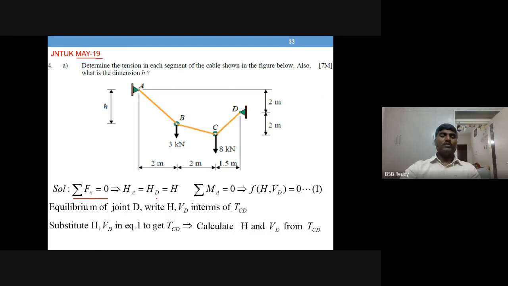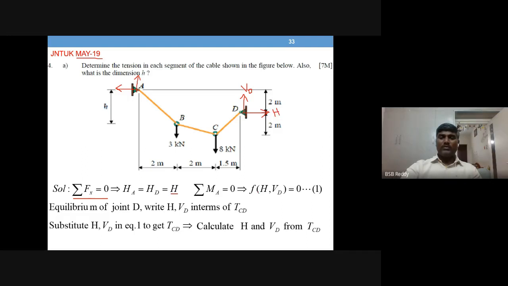First, write sigma Fx = 0. Only two forces are horizontal. So we remove the support A and we'll have two reactions. HA, HD is equal to H because no other horizontal force is acting. Now take moments about A. What are the unknowns in the equation? H and Vd. Both are unknowns.